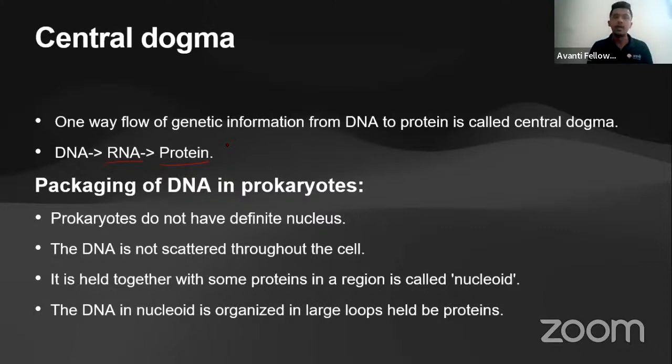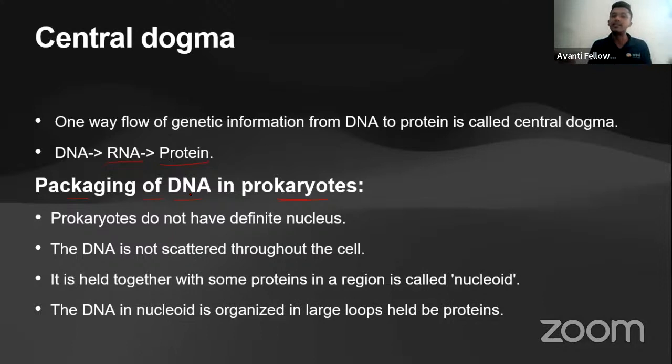Some technical stuff. Before that, we have to talk about how the DNA is present in a cell. We'll see how the DNA is present in prokaryotes. This we call the packing of DNA. Our DNA is very, very large. Even for a prokaryotic organism, like E. coli, which we discussed yesterday, the DNA length is almost 4 million base pairs. That's what we talked about yesterday.